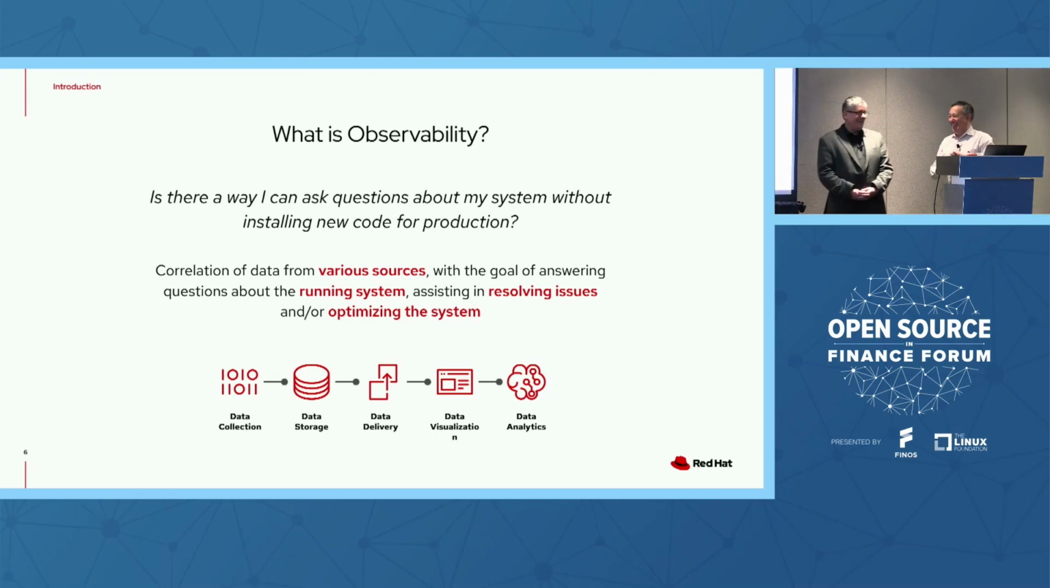various sources. And we want to resolve issues by gathering data from various places.